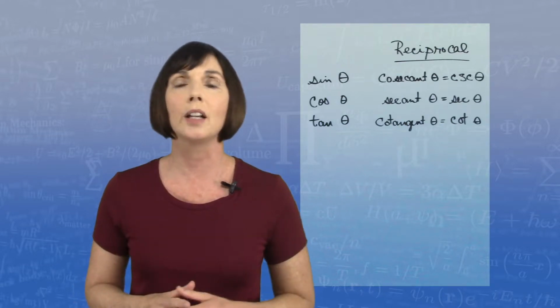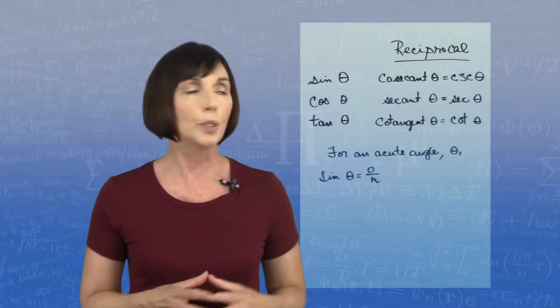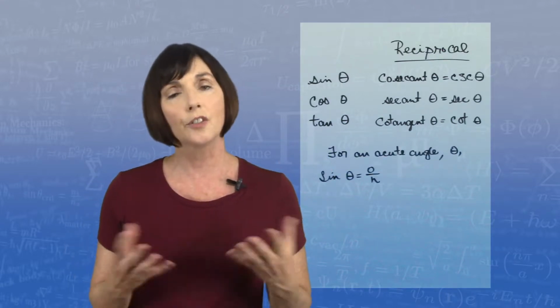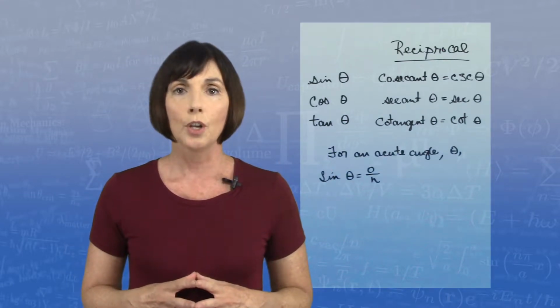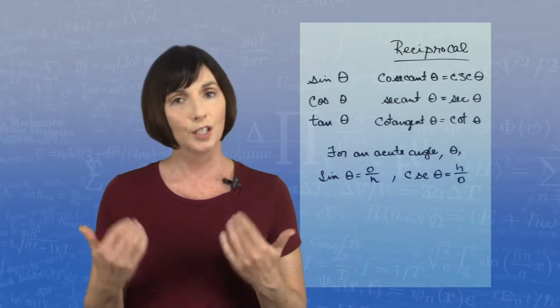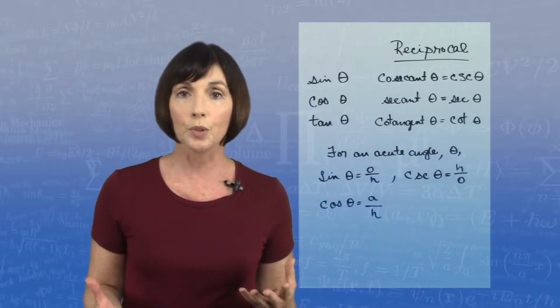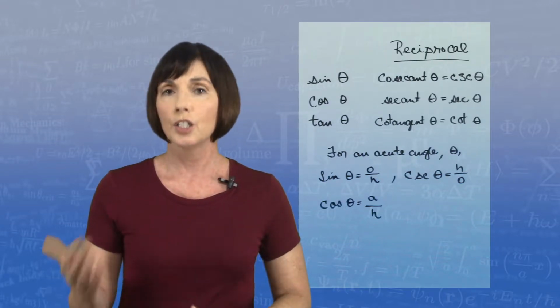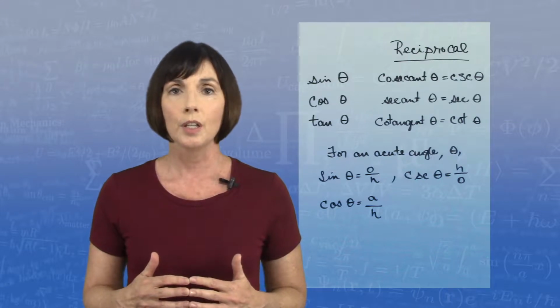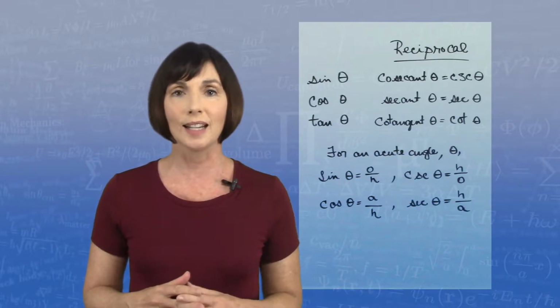So just to remind ourselves, for an acute angle theta, the sine of theta is equal to the length of the side opposite divided by the length of the hypotenuse. So the cosecant is equal to the length of the hypotenuse divided by the length of the side opposite. The cosine of theta is equal to the length of the side adjacent divided by the length of the hypotenuse. So the secant is the length of the hypotenuse divided by the length of the side adjacent.